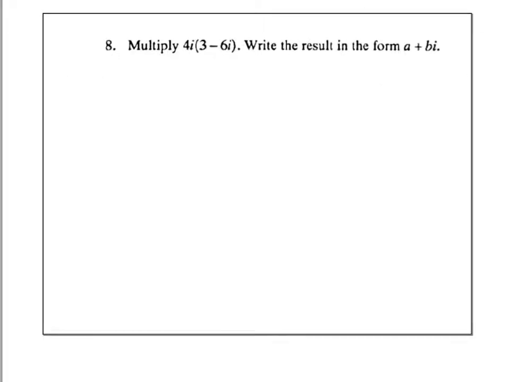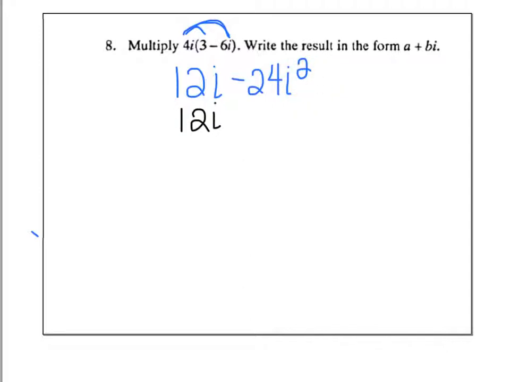Number 8, we're now at multiplying. We're taking one term, which is 4i, and multiplying it to 3 and to minus 6i, which means we're going to use the distributive property here. Well, 4i times 3 is 12i. 4i times negative 6i becomes negative 24i squared. Once again, we run into that i squared, which we're going to replace with negative 1. So I have 12i, and that minus 24 now turns into a positive 24.